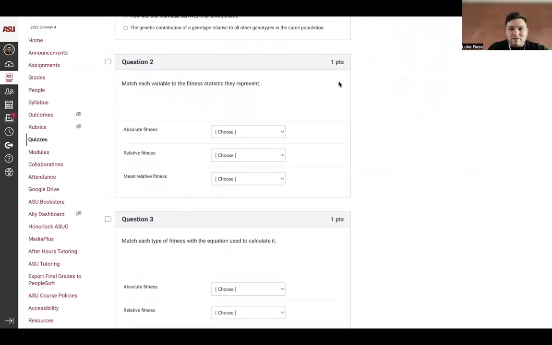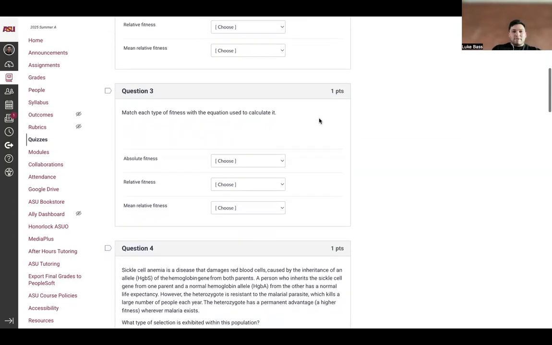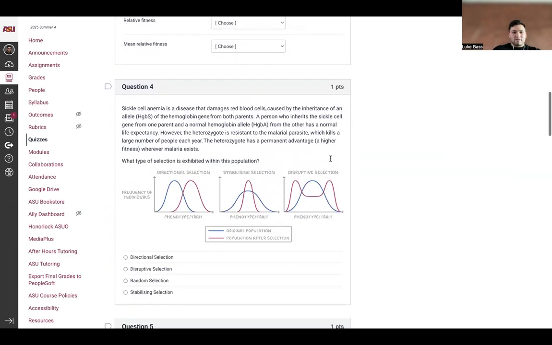Then you're going to be matching each variable to the fitness statistic that they represent. Using the drop-down arrow here, you should be able to get that from the PowerPoint as well. And then matching each type of fitness with the equation used to calculate it. Once again, you will be referring to the PowerPoint notes as well for this.